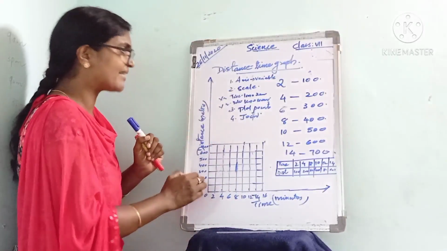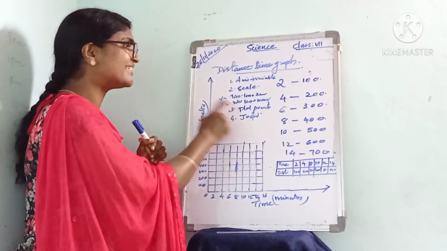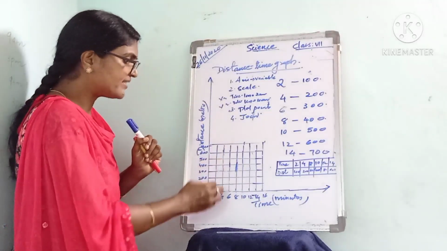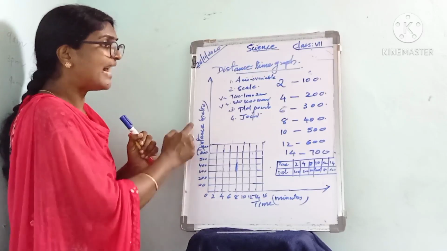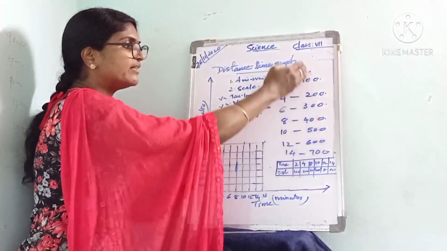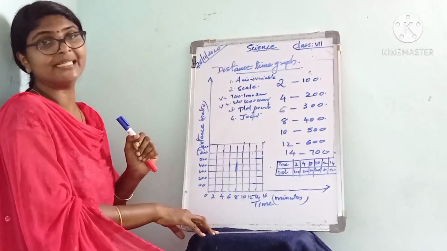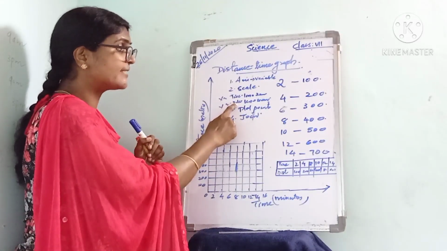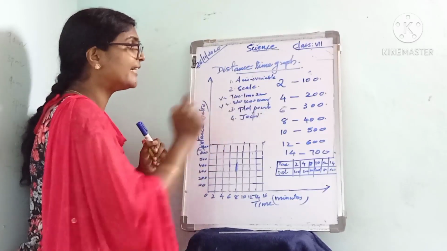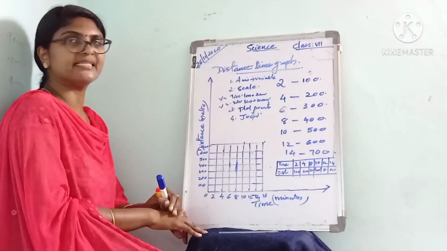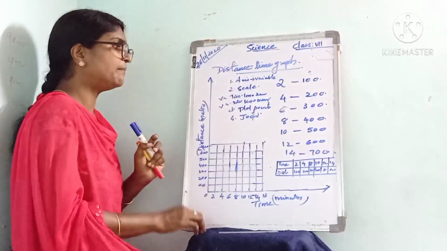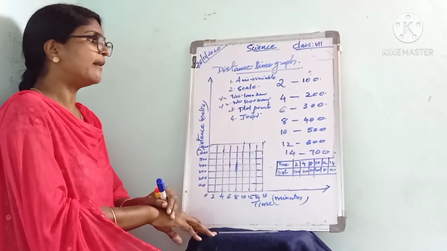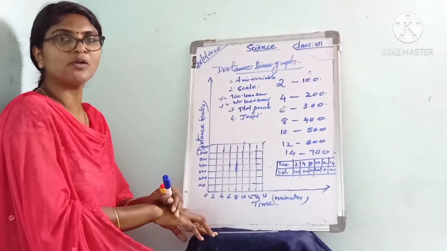Similarly, the y-axis represents distance. Each 1 centimeter corresponds to 100. Here each step differs by 100 in distance. So y-axis: distance, 1 centimeter equals 100 meters. That is the second step. And the third step is that we have to plot the points.